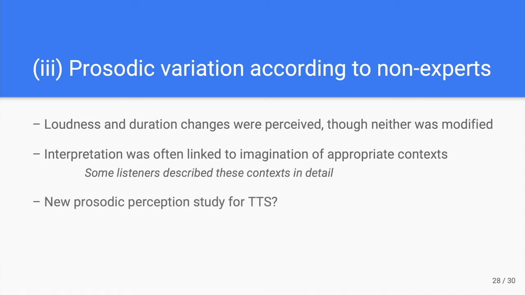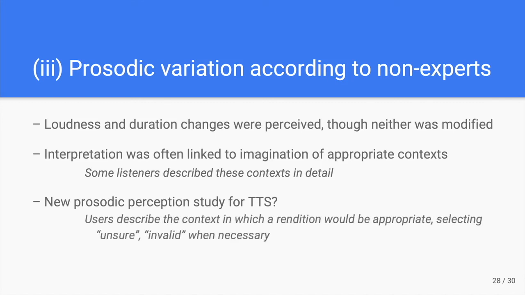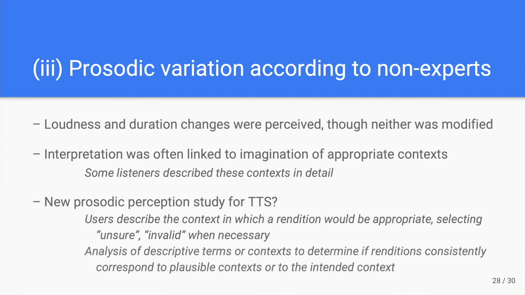This led us to an idea for a new prosodic perception study in TTS. Normally we only evaluate the overall goodness or quality or naturalness, but instead we could have a test where users describe some context in which a rendition might be appropriate, allowing them to say unsure or invalid so as not to bias them. Analysis would be difficult, but by looking at descriptive terms or described contexts, we could determine if renditions consistently correspond to plausible contexts, uncommon contexts, or even the intended context were we to have that.